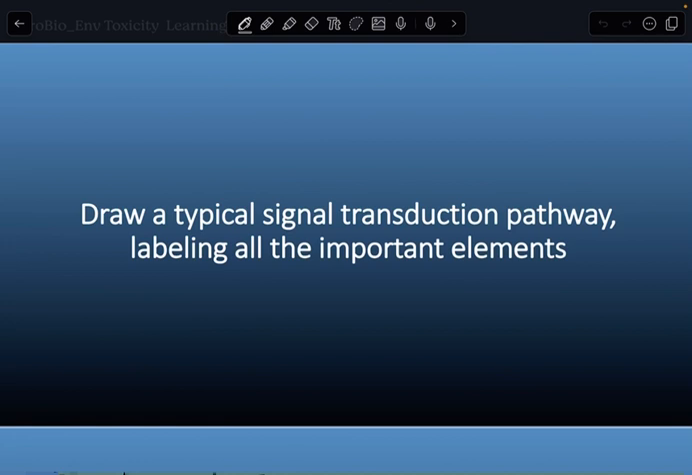So, draw a generalized signal transduction pathway. Make sure you label all the important elements. There are only 4 important elements in this pathway. So take a couple minutes to write it. Try to write it in your notes.